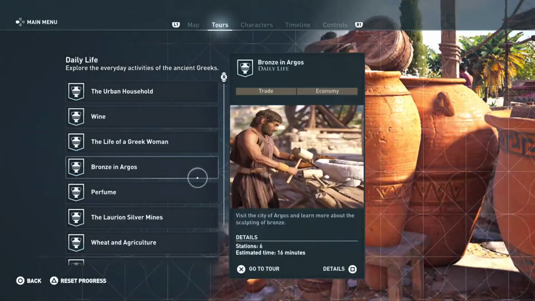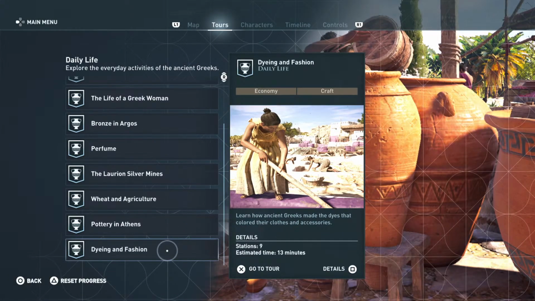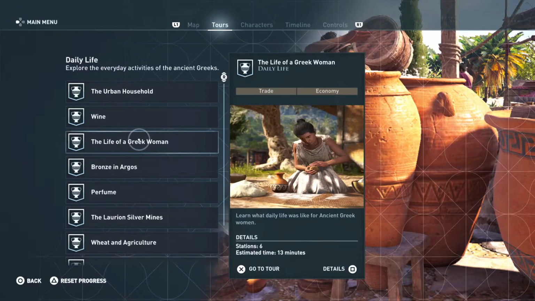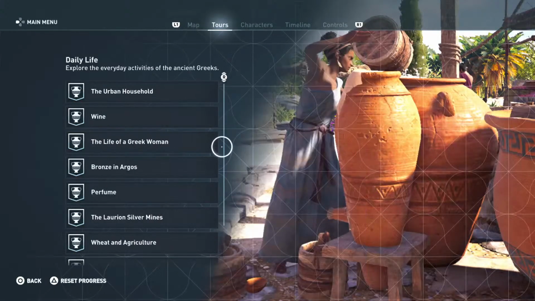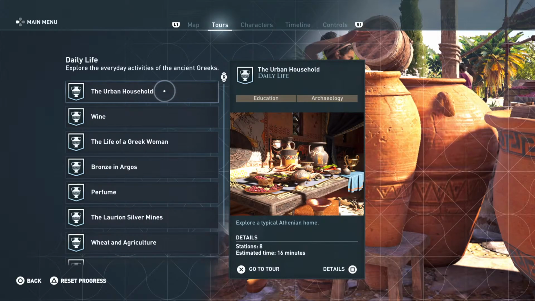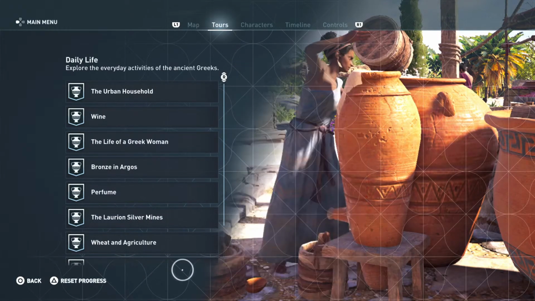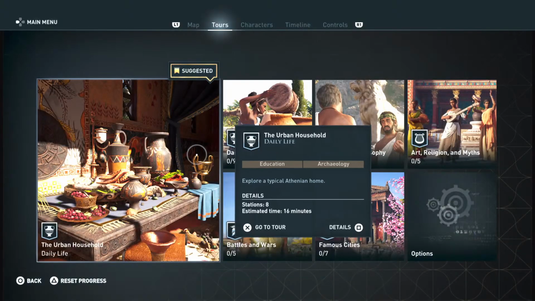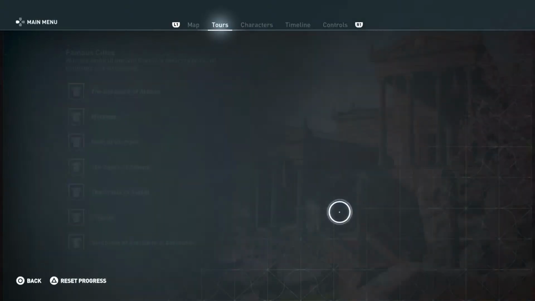All these different things: daily life tours, pottery in Athens, dyeing fashion, Bronze Orgos, life of Greek women. If you're interested in stuff like that, you can learn about Greek women, which basically covers trade and economy. It shows you everything that you need to learn up there, education, archaeology, everything. I think it's really cool.